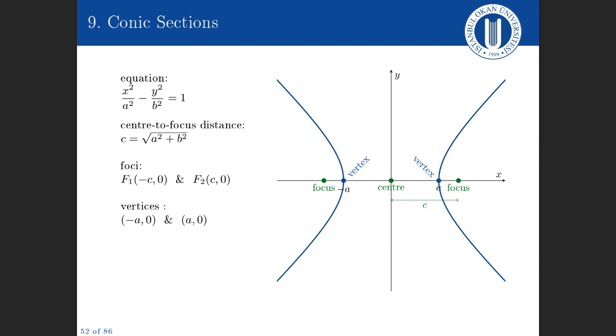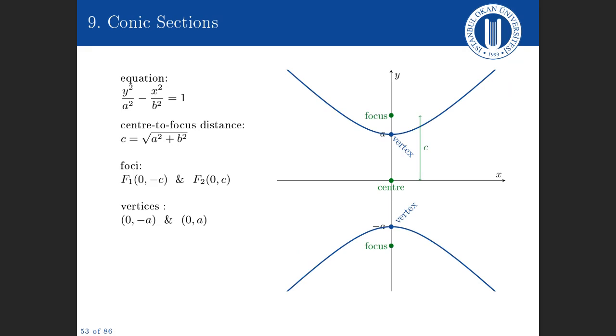Swap x and y, and we rotate our hyperbola by 90 degrees. This is y squared over a squared minus x squared over b squared is equal to 1. The center to focus distance is the same. The foci now are on the y-axis, so (0, -c) and (0, c), and the vertices are also on the y-axis, (0, -a) and (0, a).